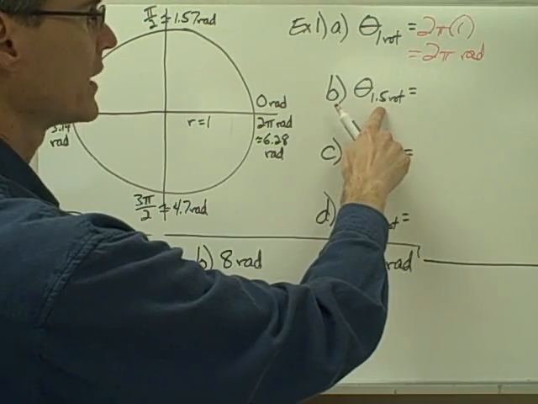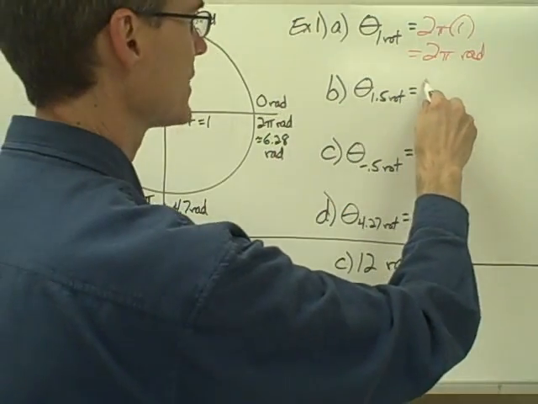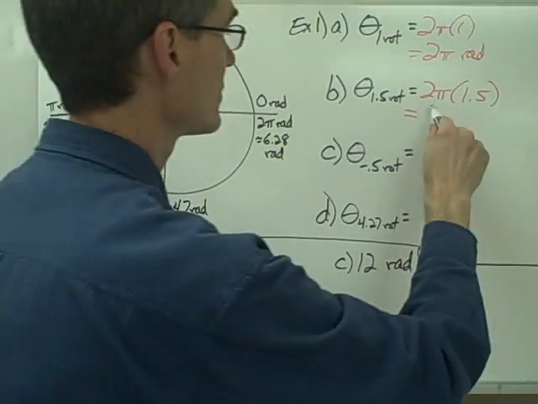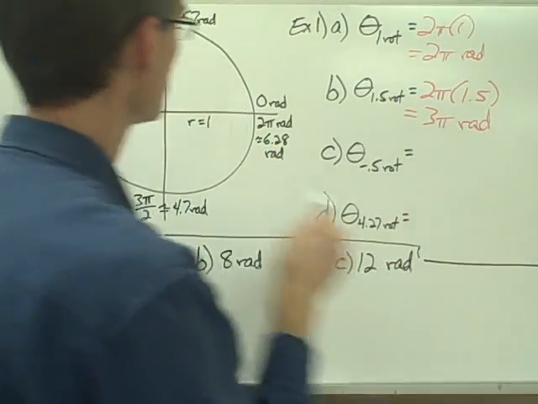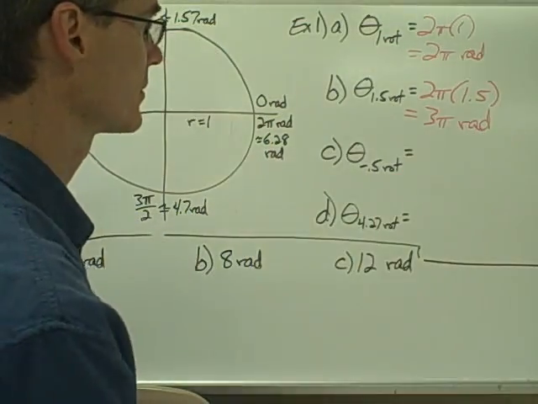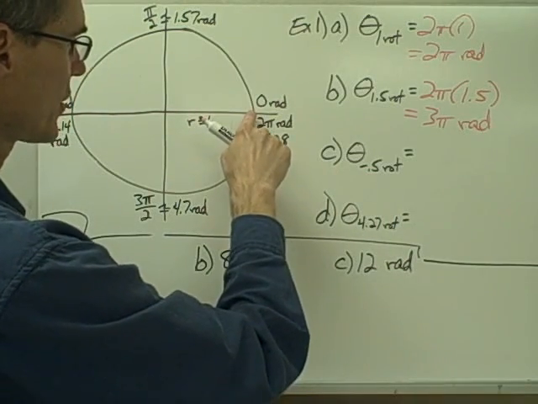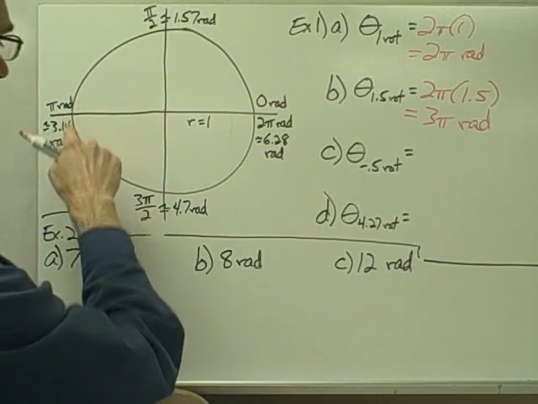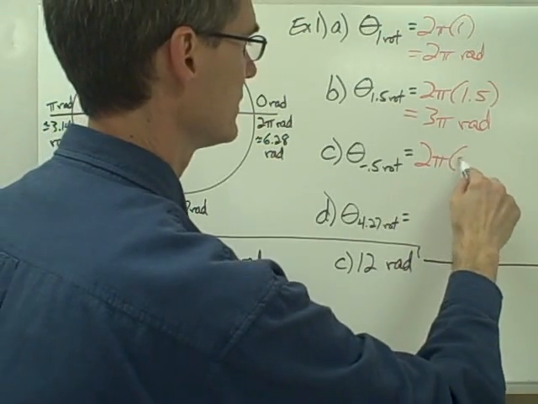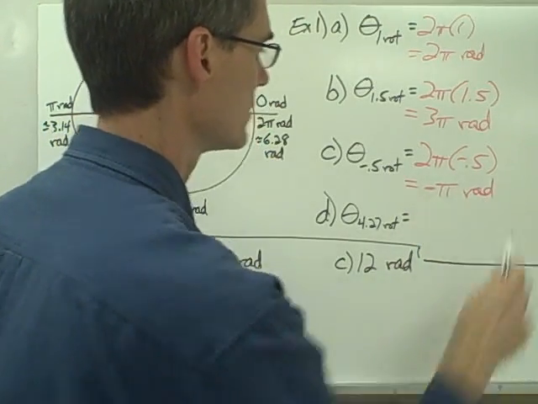How many radians would be 1.5 rotations? So if I go 1 time around and then another half, that's going to put me over here. Well, that's going to be 2 pi times 1.5, which is 3 pi radians. So 1 time around is 2 pi, and then another half is another pi radians, that's 3 pi radians. How many radians corresponds to a negative half a rotation around the circle? If I start here and I go in a negative direction 1/2 of a rotation, that should be negative pi radians. So 2 pi times negative 0.5 gives me negative pi radians.